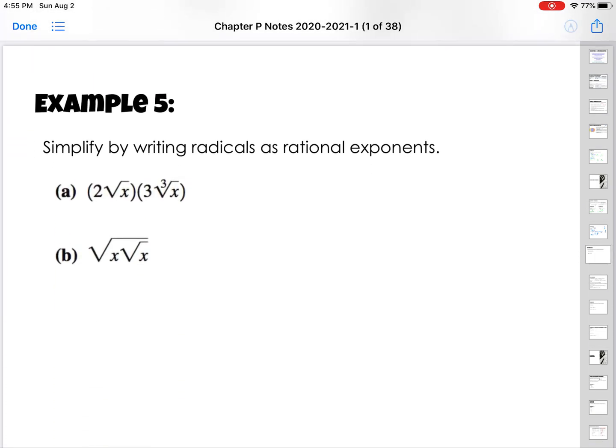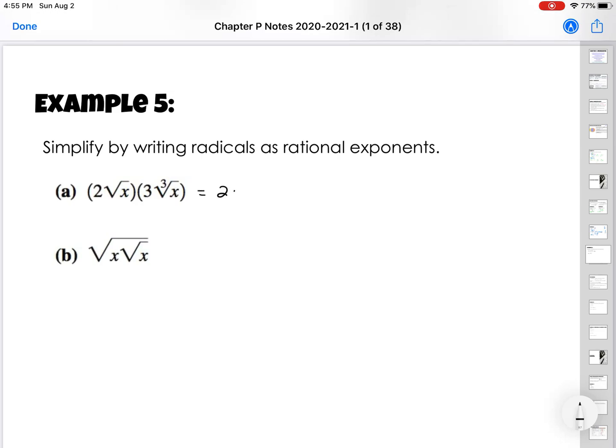Simplifying by writing radicals as rational exponents. So in this case, we want to leave everything as a rational exponent. So we're going to see those fractions. Okay, so it may be helpful to just first change any radical we see into a fraction.